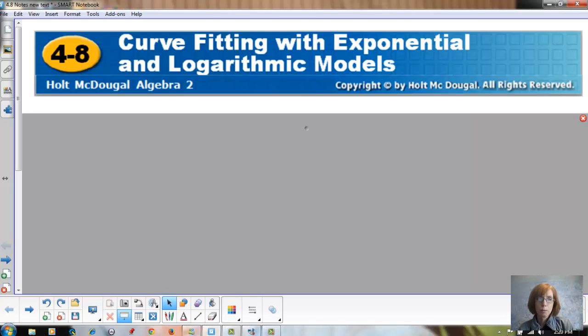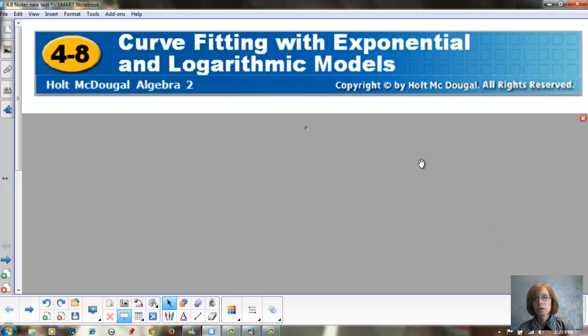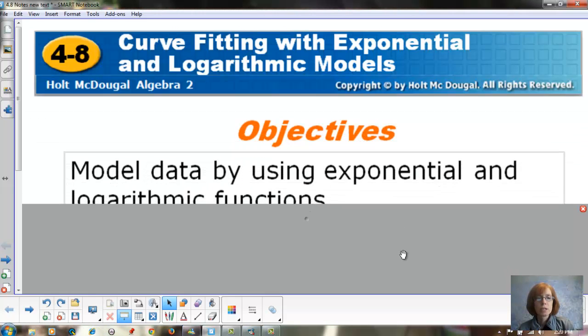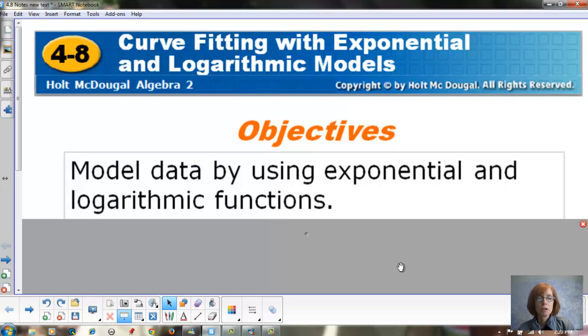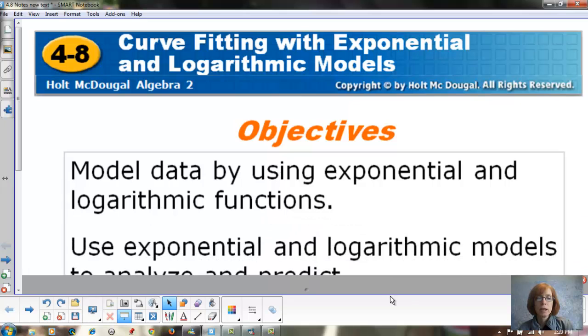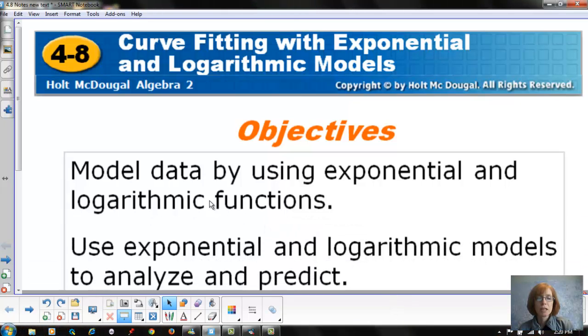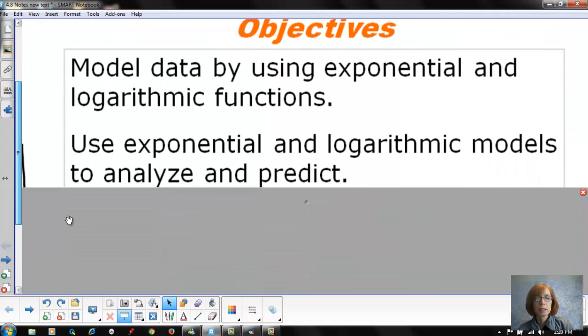We're looking at section 4.8, curve fitting with exponential and logarithmic models. Your learning objectives for this lesson: the first one is to model data by using exponential and logarithmic functions, and the second one is to use exponential and logarithmic models to analyze and predict.